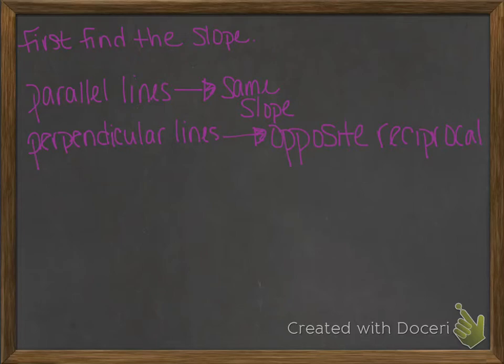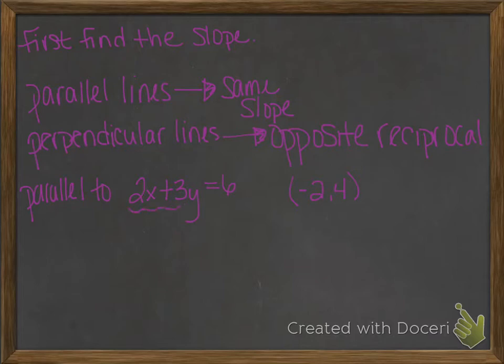Okay, so I'm going to do an example of each one of these, and hopefully that helps you. So let's find an equation that is parallel to, let's do 2x plus 3y equals 6, and it goes through the point, let's do -2, 4. Okay, so again, the first thing we need to do is find that slope.